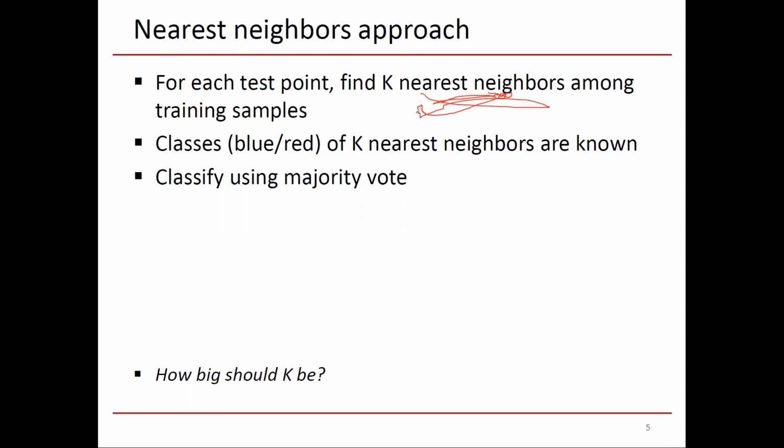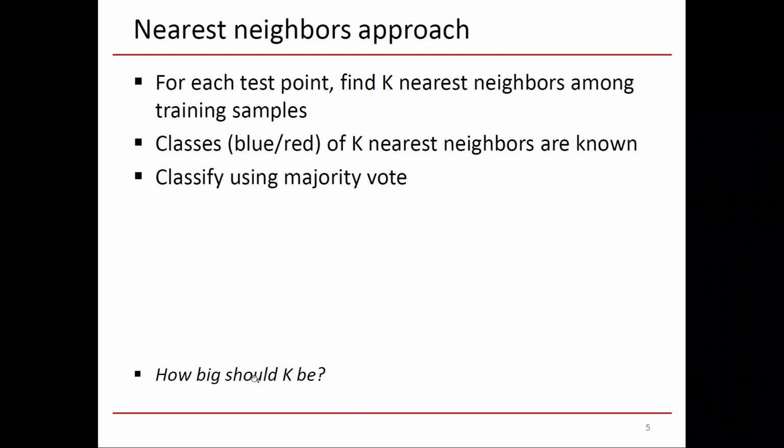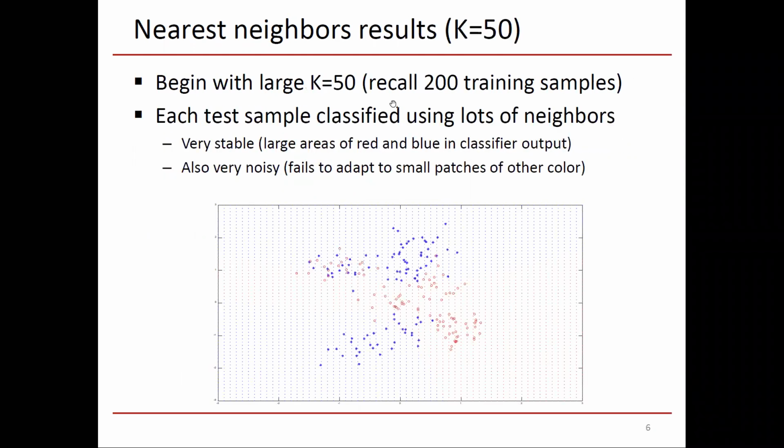And now we said we're going to find the k nearest neighbors. How big should k be? You could use a large k, you could use a small k, and let's evaluate that. Let's take k equals 50. Now, note that I had 200 training samples. The number of red circles and blue asterisks in my 2D space was 200. And taking k equals 50, a quarter of the points, is somewhat large. On the one hand, this means that each test sample is being classified using a lot of neighbors, so it's very stable.